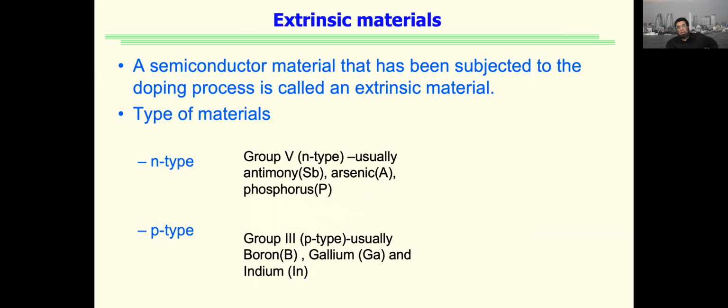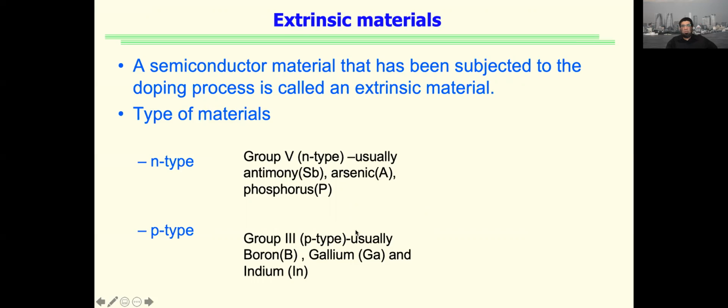So to recap, extrinsic materials are of two types, n-type or p-type. Group 5 are n-type. We call them donors because they donate electrons to the system. And they are antimony, arsenic, phosphorus. P-type are group 3 because they have empty spaces. They accept those electrons in their spaces. We call them acceptors as well. And they are generally boron, gallium, indium.